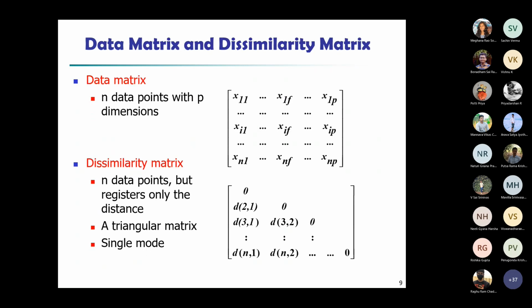So they're talking about the data matrix. These are our instances and features, how we represent our data set. Each instance and its corresponding features. So we have p features and n instances. That is our n data points with p dimensions. That is our data matrix.